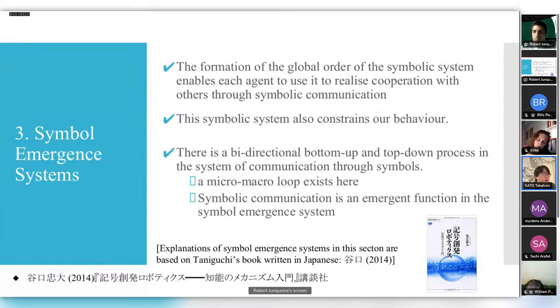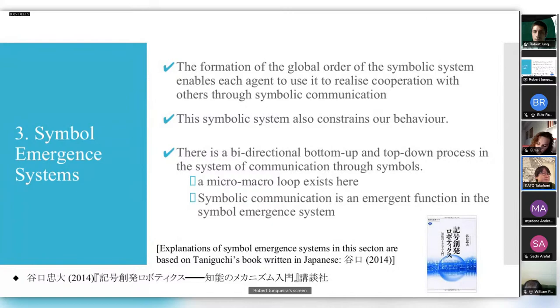The others here are not individuals. It is, so to speak, the entire community that holds the symbolic system. Here, the top-down constraints of the symbolic system are functioning. There is a bi-directional bottom-up and top-down process in the system of communication through symbols.